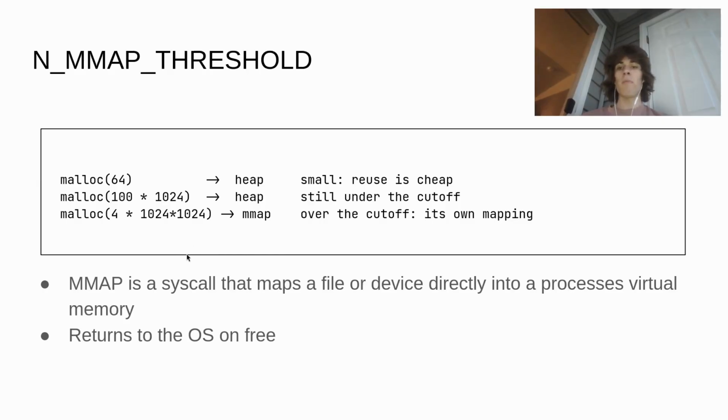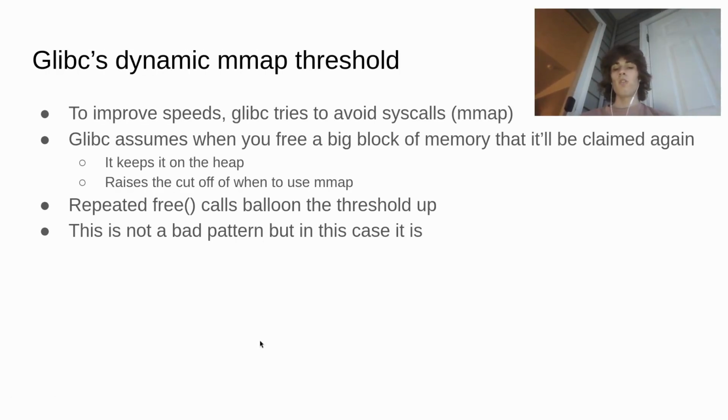So mmap is a syscall that maps a file or device directly into the process's virtual memory. It's important for this case because it'll automatically return memory to the operating system when you call free. So for example, in this last malloc call, when you ask for 4 megabytes worth of memory, it's going to be over malloc's cutoff, and it's going to use mmap, and then you'll get the behavior I mentioned earlier. So glibc takes this a step further and provides a dynamic mmap threshold.